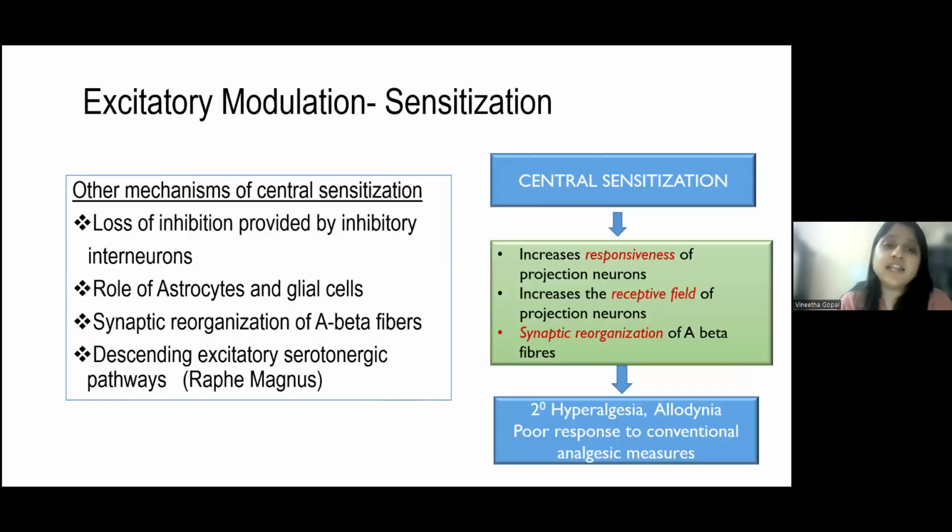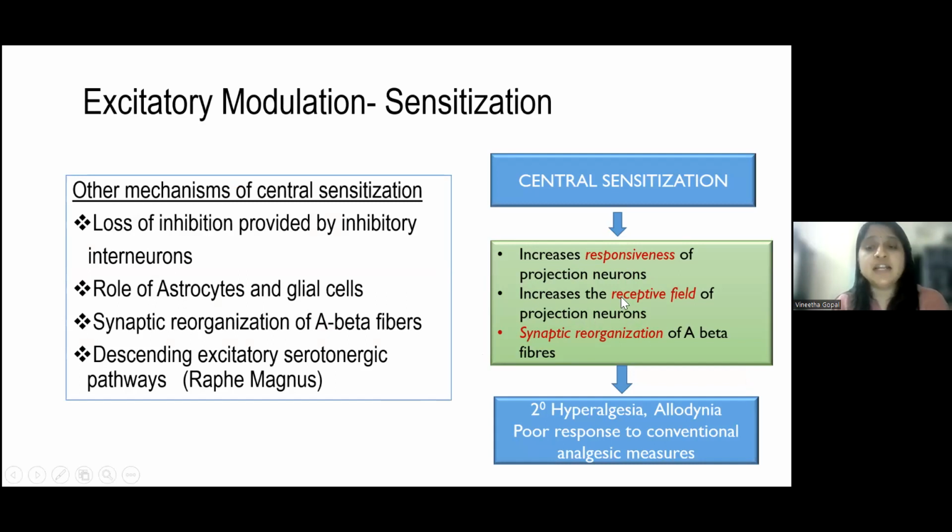Now, there are so many other mechanisms of central sensitization. We will not go into that. But what is the end result of central sensitization? The dorsal horn neurons will show increased responsiveness. Then the receptive field increases. I'll come to that later if I have time.